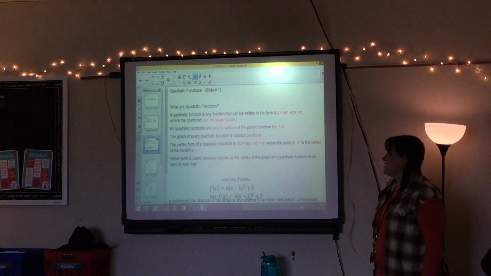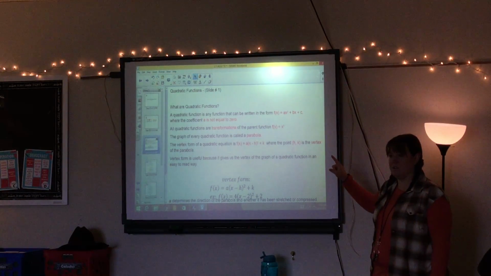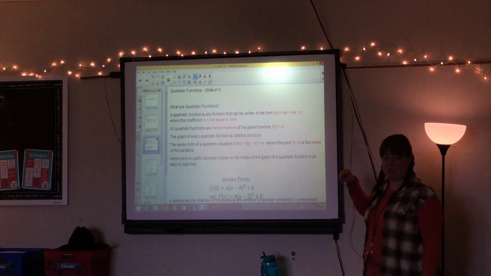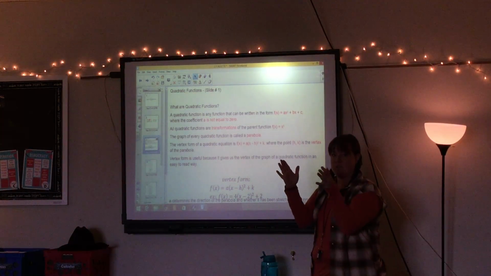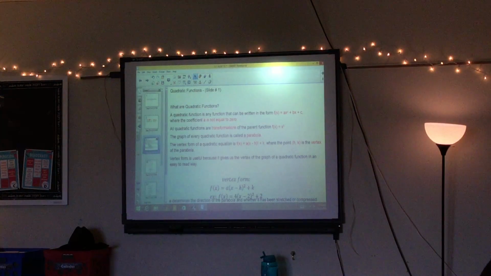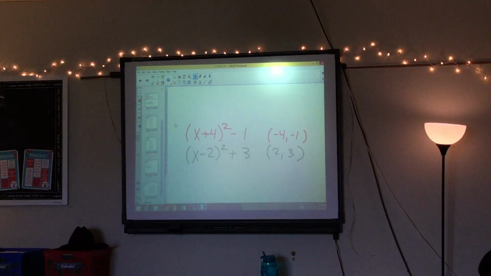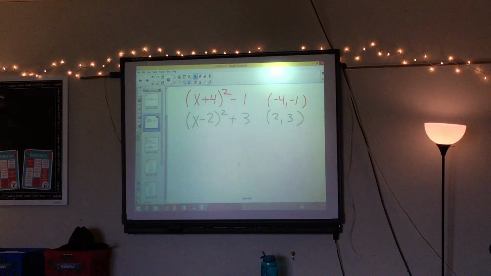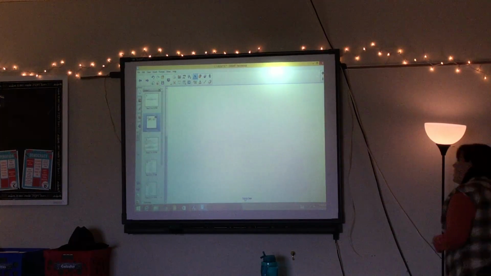So all quadratic functions are transformations of the parent function. You guys remember the parent function that we just graphed, right? So I want you to think about this. I'm going to move this for just a sec and then we'll come back to it.